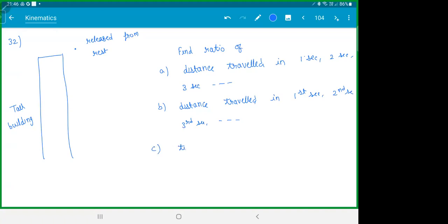The third is a ratio of the time taken to cover the first meter, second meter, and third meter, and so on. Let's get these 3 questions. Finish it off. We'll start off with projectile after this.